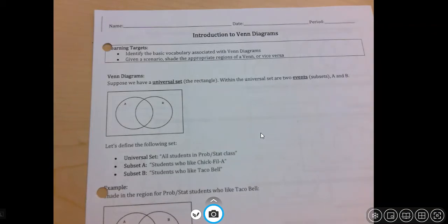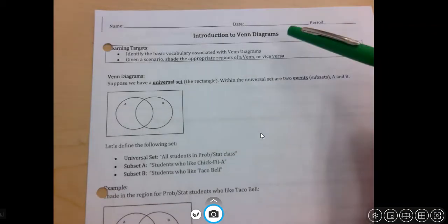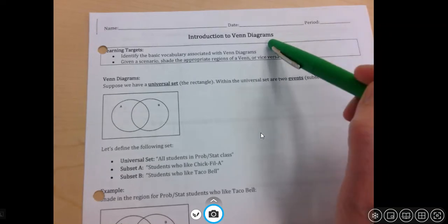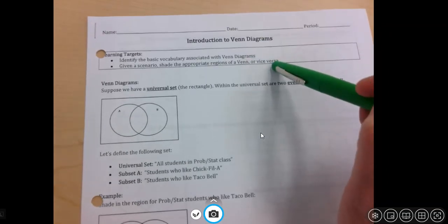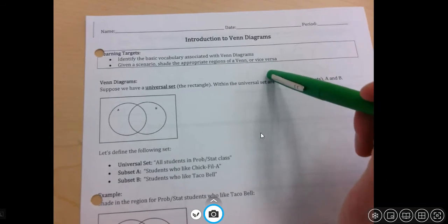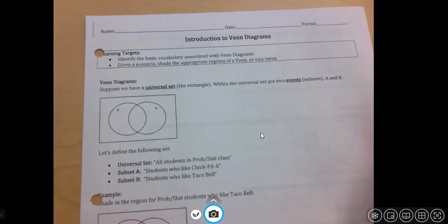So, like I said, we're going to be studying Venn diagrams today. We're going to identify the vocabulary associated with Venn diagrams, and we are going to shade the appropriate regions in Venn diagrams, and this will be useful in our upcoming lessons on probability.